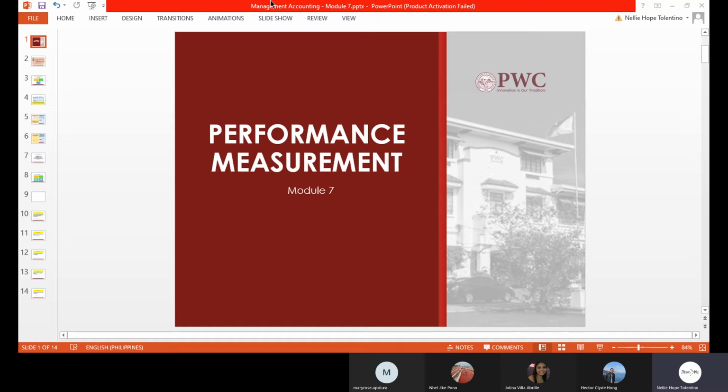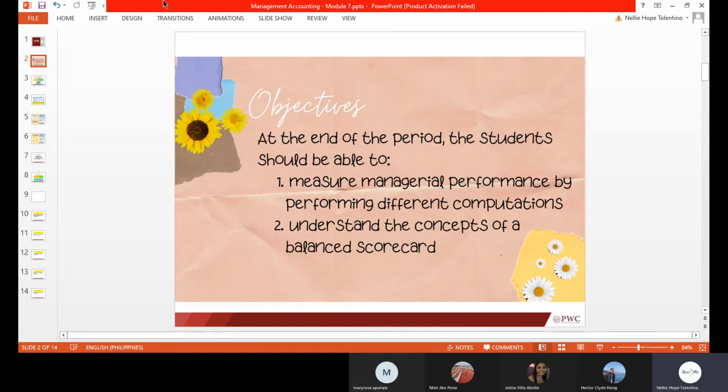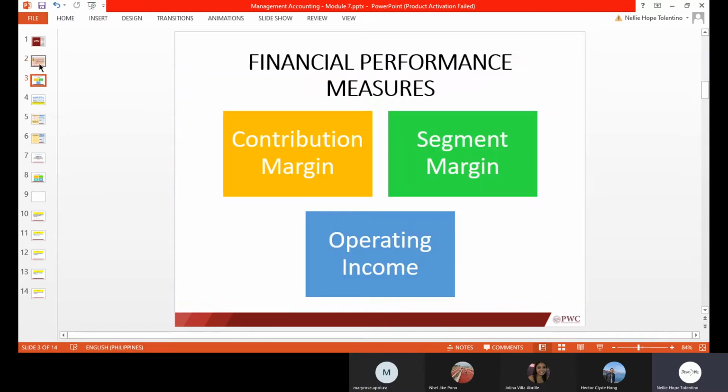So that managers can decide whether to continue the branch or to close the branch. Wait, hanggang na. Yan. So, sige, what would be our objectives for Module 7? We should measure managerial performance by performing different computations. So, like I said, marami ng computations dito. And understand the concepts of a balanced scorecard. Ng balanced scorecard, walang computation yan. So, yeah. Dito lang sa first part tayo magko-compute.